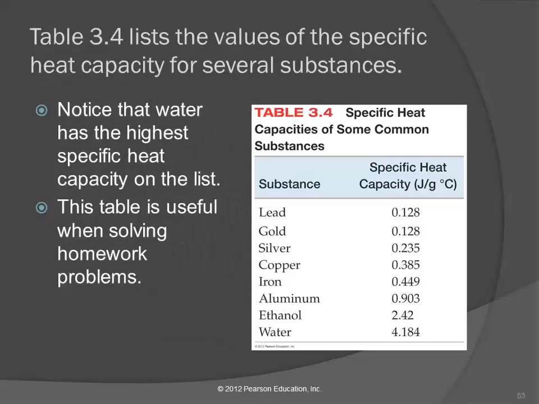So here's a table showing specific heat capacities of several substances. And if you look at that, notice that water has a specific heat capacity of 4 compared to these other things. Water, you have to put a lot of energy in it to heat it up, and as it cools down, it releases a lot of energy. Unlike metal, which will heat up very quickly and cool down very quickly.